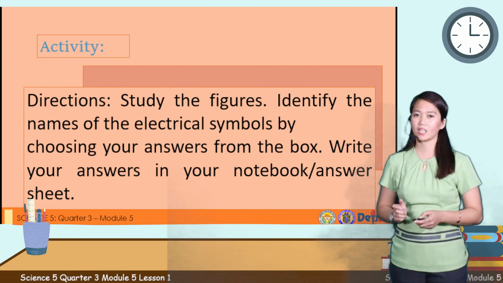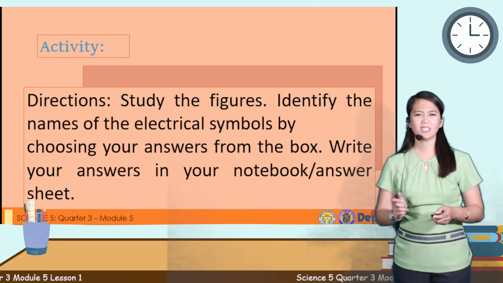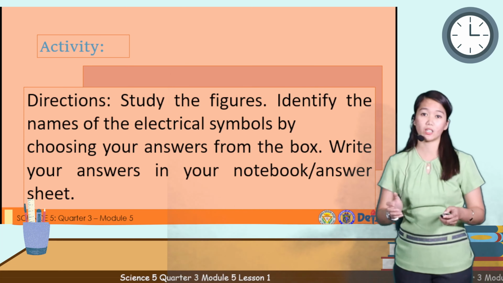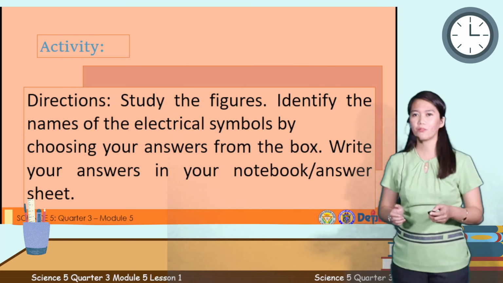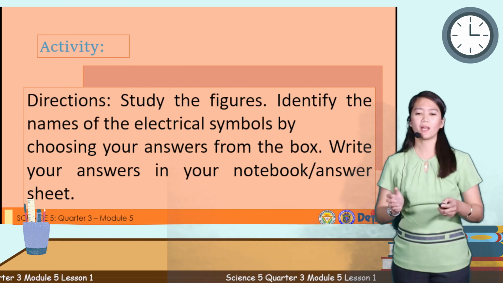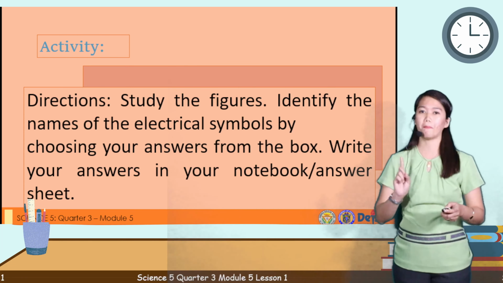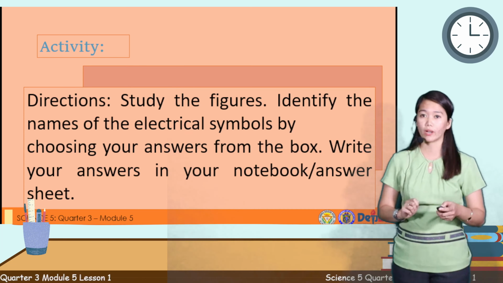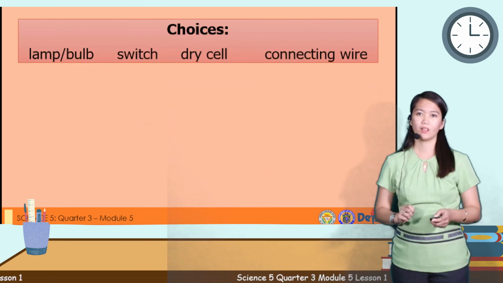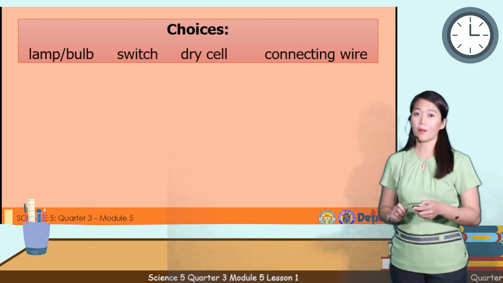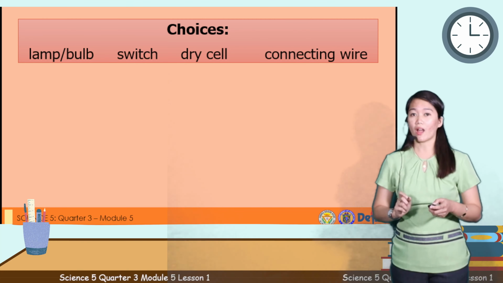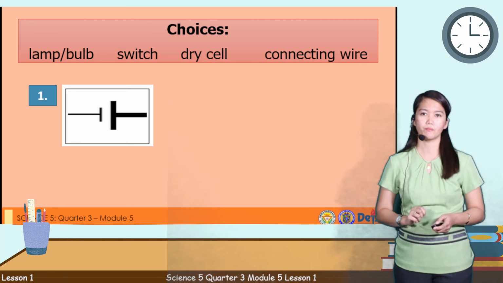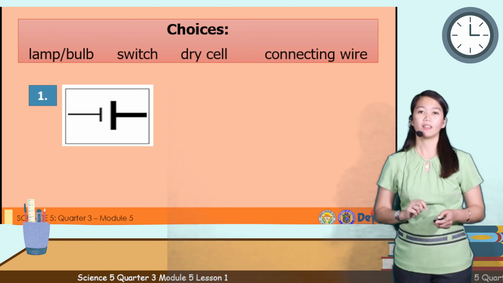Moving on with our activity or lesson, let us have this first activity. Okay, so you are going to study the figures. You are going to identify the names of the electrical symbols by choosing your answers from the box. Okay, so you are going to write your answers in your notebook or answer sheet. Now, here are the choices: lamp or bulb, switch, dry cell, and connecting wire. Let us have this first figure. And your time starts now.